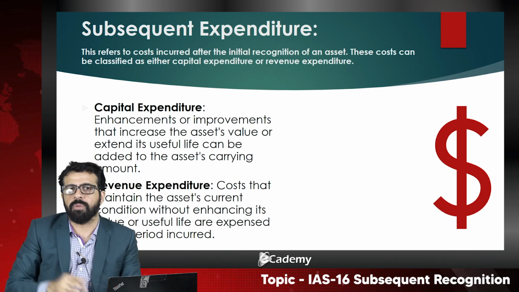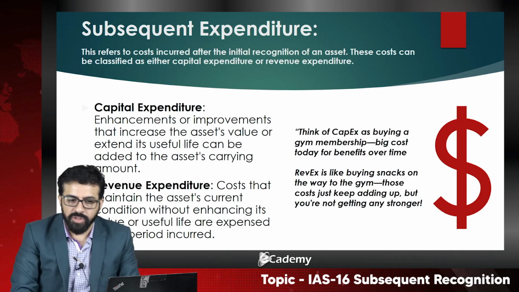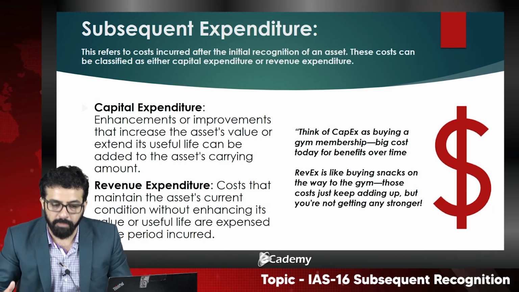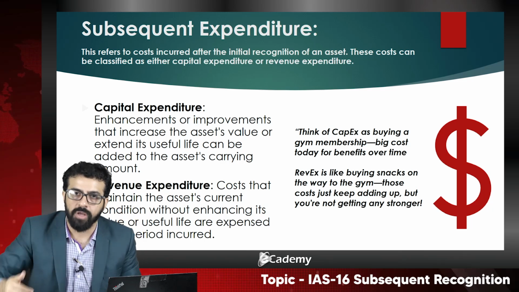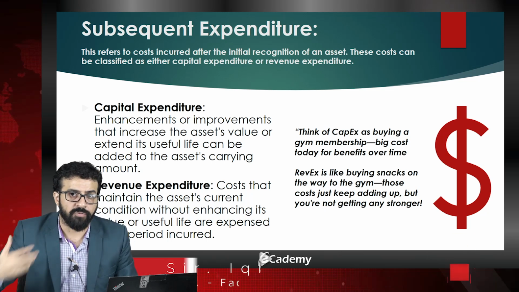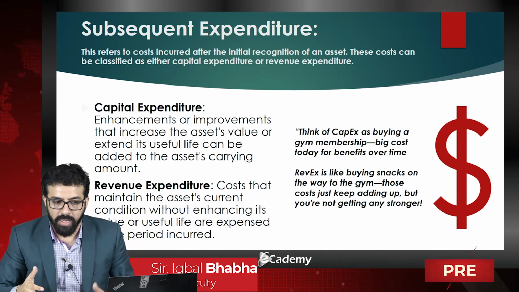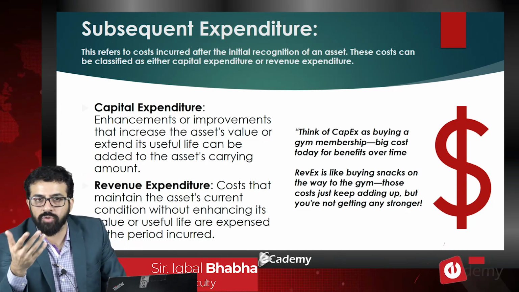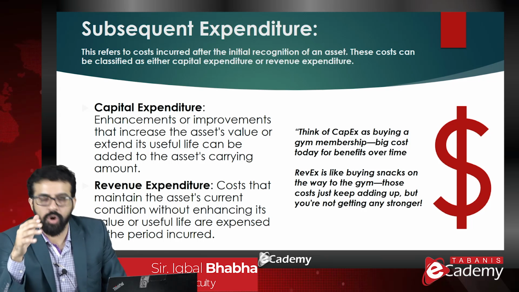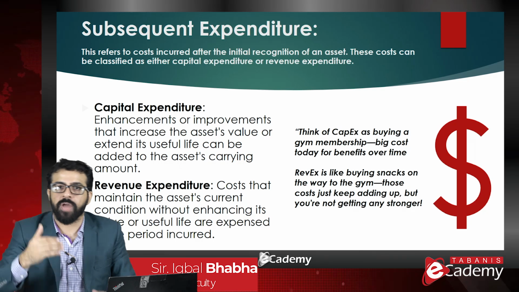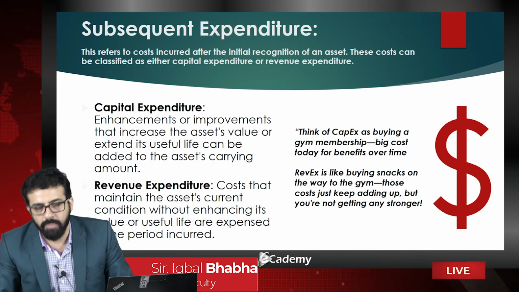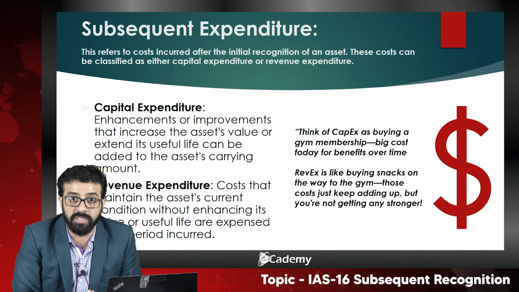I'll give you another example just to make this concept very easy. Think of capex as buying a gym membership, a big cost today for the benefits over time. You take the benefits over time. So capex is taking the benefits over time with a big cost incurred today. Revex is like buying snacks on the way to the gym. Those are just costs adding up, but you are not getting any stronger. So on the way to the gym, if you are buying a snack, that's revex. But if you are taking a membership at a gym, that's capex.